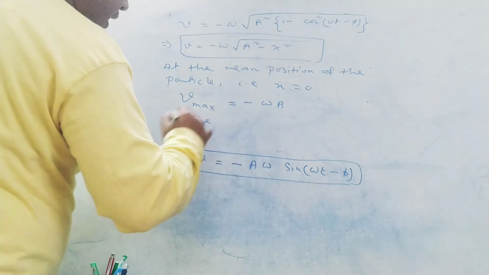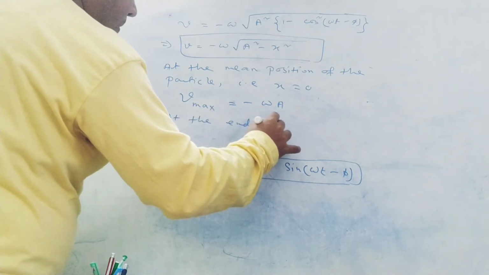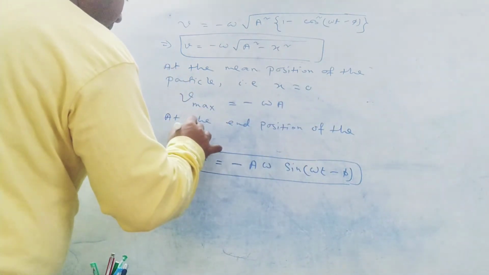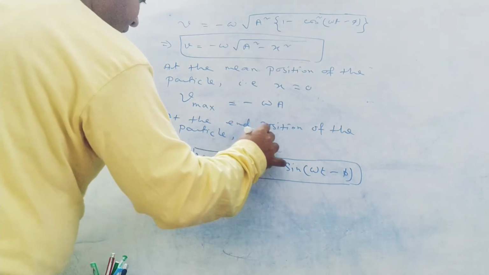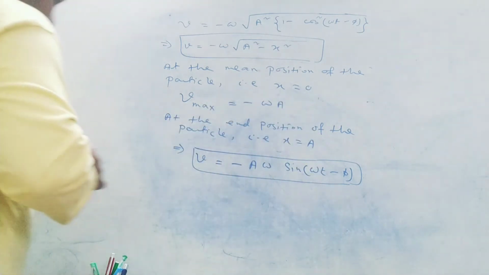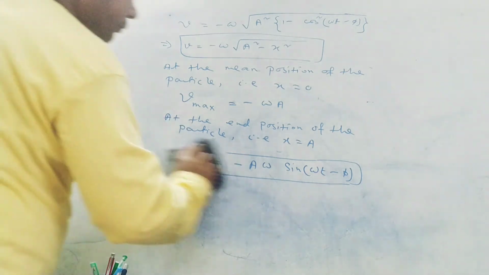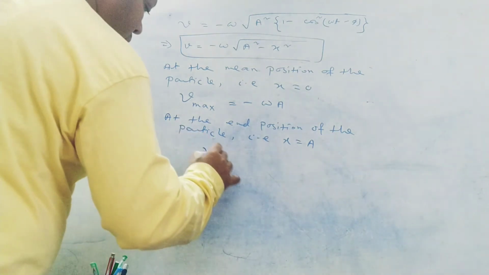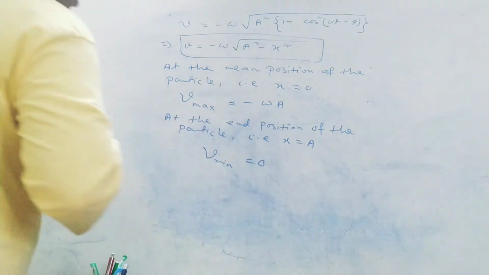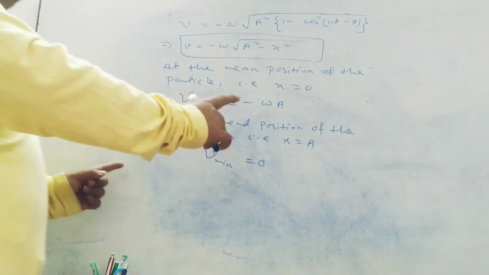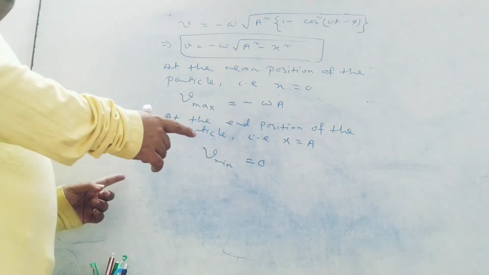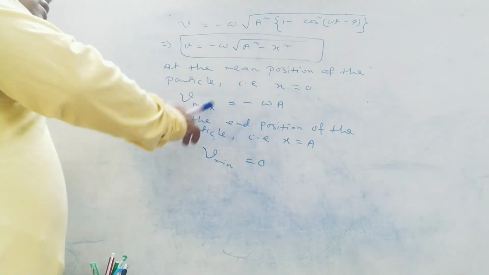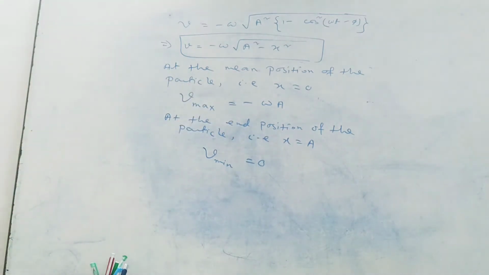At the end position of the particle, that is at x equal to a, we can write v will be minimum and this is equal to 0. V minimum is equal to 0. Therefore at the two end positions of the particle, the velocity of the particle will be 0, and at the mean position of the particle, the velocity of the particle will be maximum, which is equal to minus a omega.